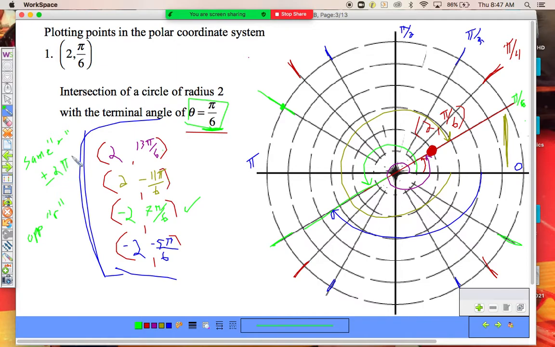If I add and subtract 2 pi, which is going to be 12 pi over 6. If I take pi over 6 and add 2 pi, I get 13 pi over 6. If I take pi over 6 and I subtract 2 pi, which is 12 pi over 6, I get negative 11 pi over 6. So what I did was, from here, I went all the way around in both directions.